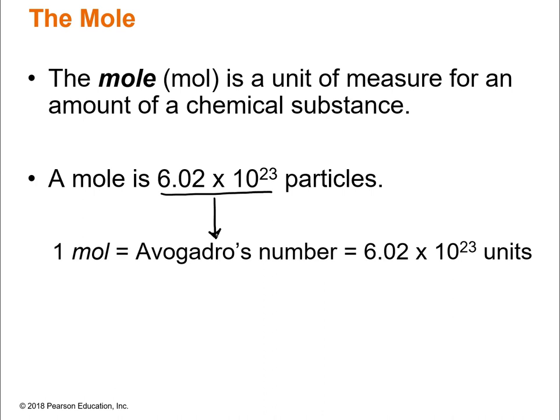There are a couple of other ways that we can describe a mole that we're going to get into later on. But this is the first way. One mole is equal to 6.02 times 10 to the 23rd units. Those units could be atoms. It could be ions. Could be molecules. Either way, 6.02 times 10 to the 23, that means one mole.